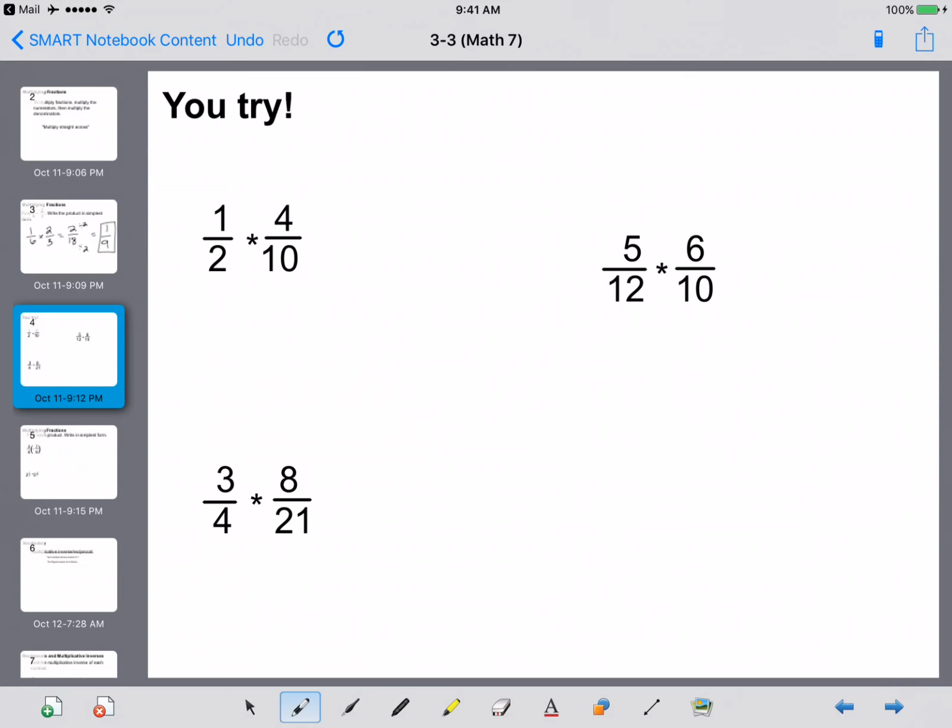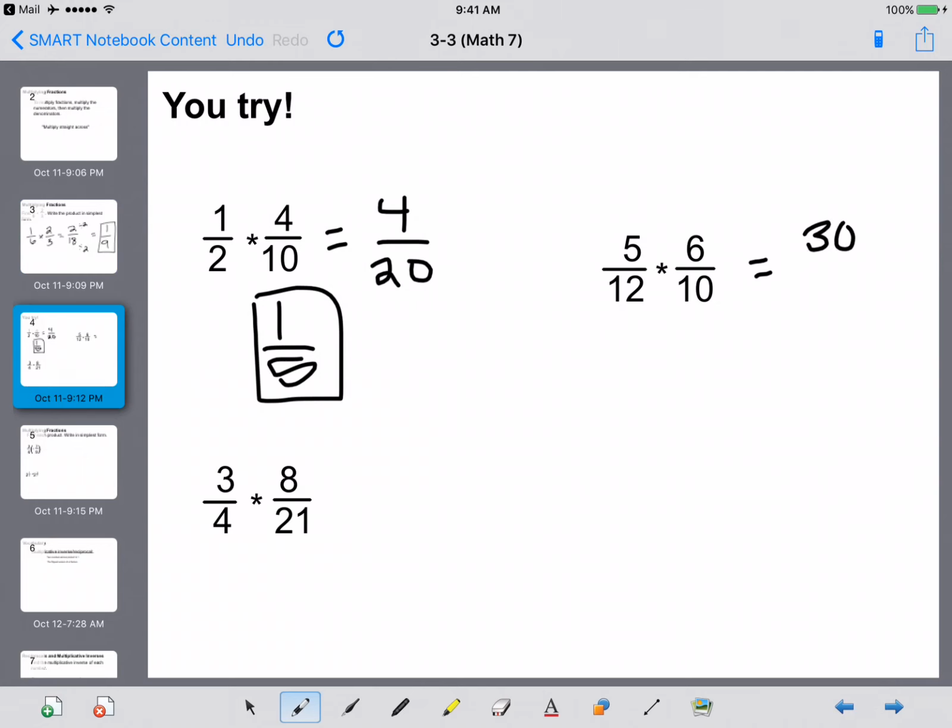So pause here and try and then check back with my answers. So we're just multiplying straight across. 1 times 4 is 4, 2 times 10 is 20. We can divide those both by 4 and we get 1/5. 5 times 6, 30. 12 times 10, 120. We can take off our zeros and have 3/12, and that breaks down to 1/4 because 3 goes into both 3 and 12.